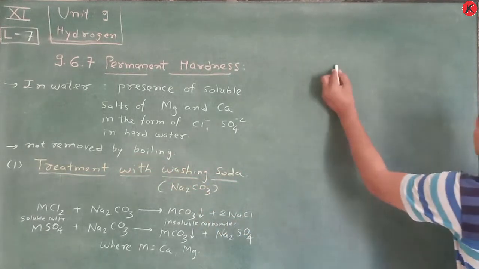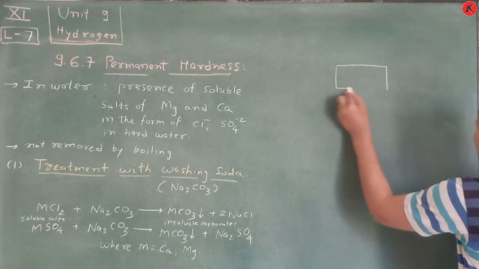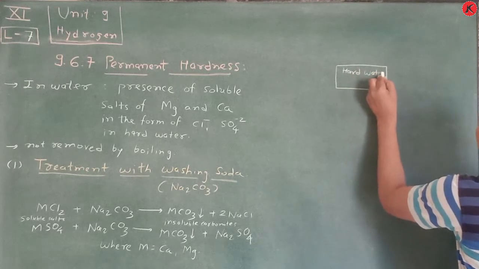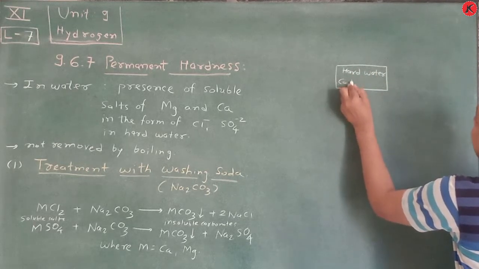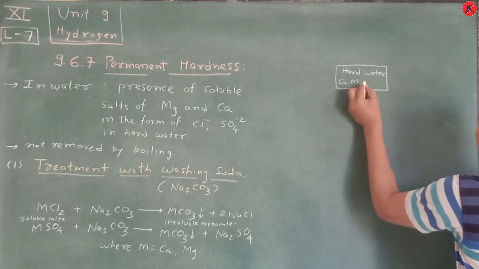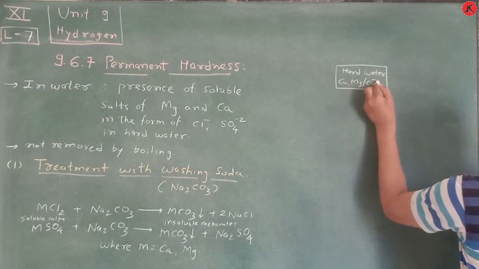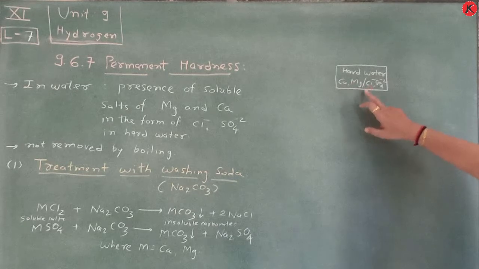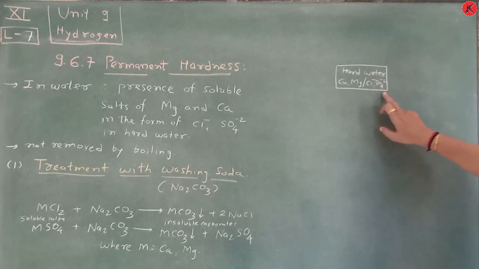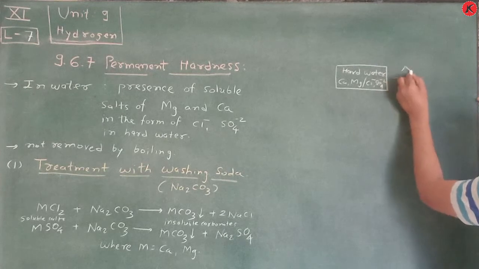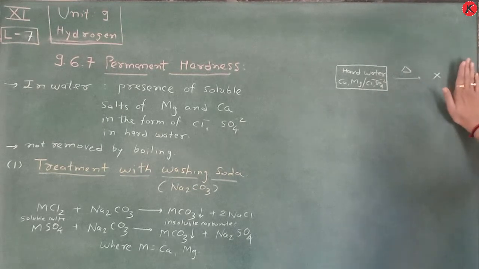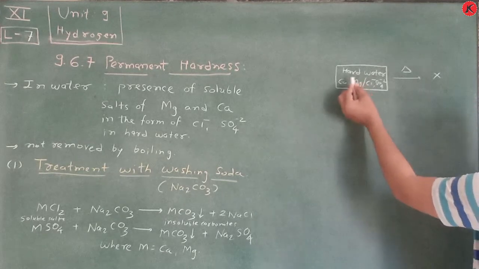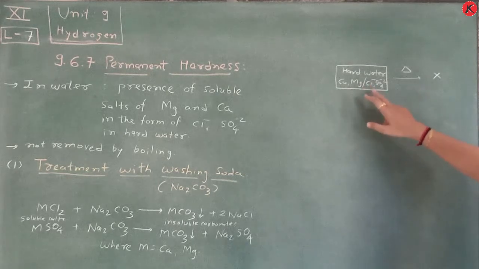So if you make a flow chart here, you have to write first of all hard water, in which calcium and magnesium in the form of chloride, sulfate ion are present, or say calcium, magnesium in the form of Cl minus, SO4 minus 2 are present. Boiling is no way. Write down, this is permanent hardness, not removed by this way. So what do we have to perform here? This hard water is converted into soft water.